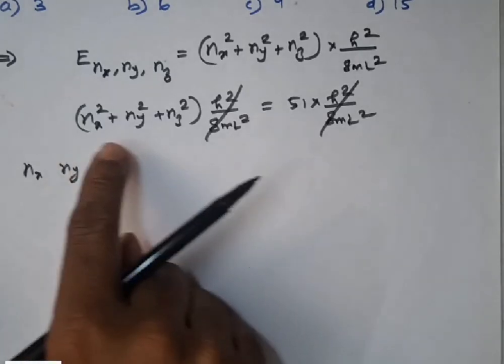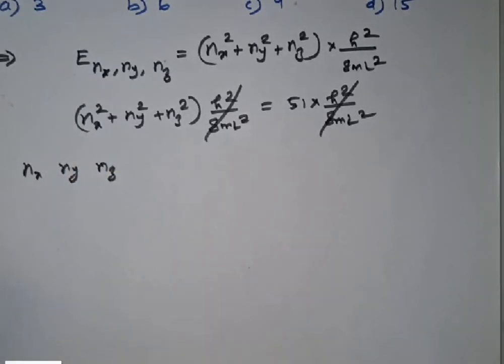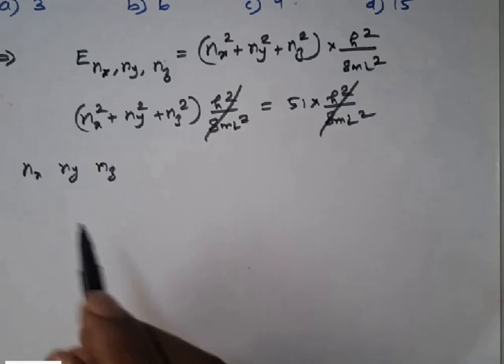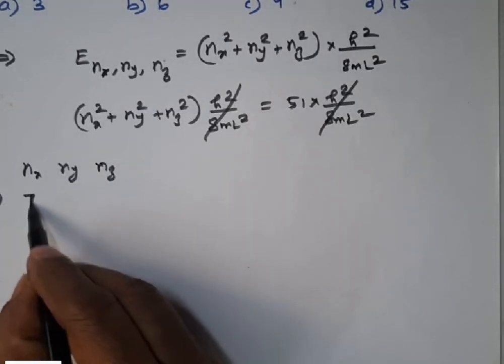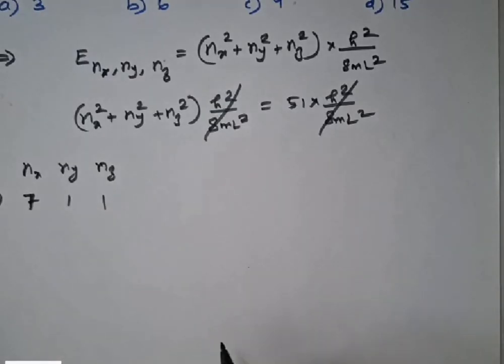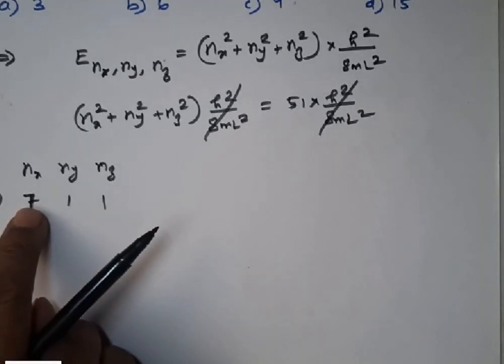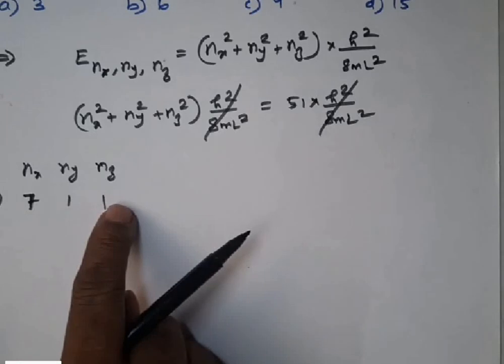You know very well, these quantum numbers can take values 1, 2, 3, 4, etc. It cannot take 0, it cannot take a negative number, it cannot take fractions. Tell me now, what are the combinations? 7, 1, 1, very good. 7 1 1 is one combination. 7 square is 49, 1 square plus 1 square, if you add, you will get 51.